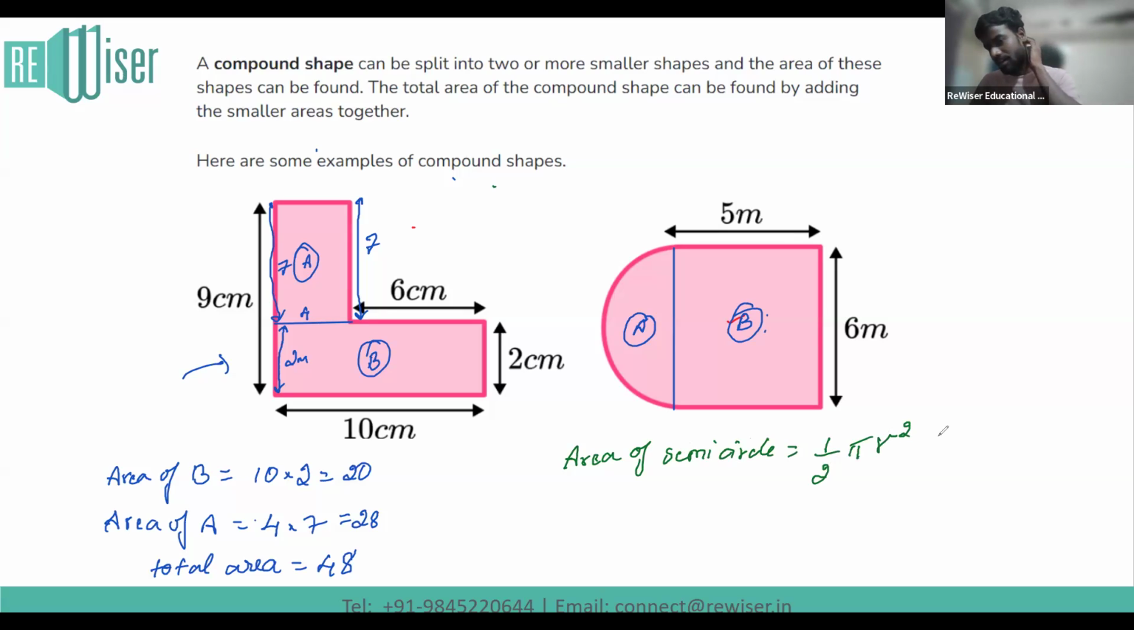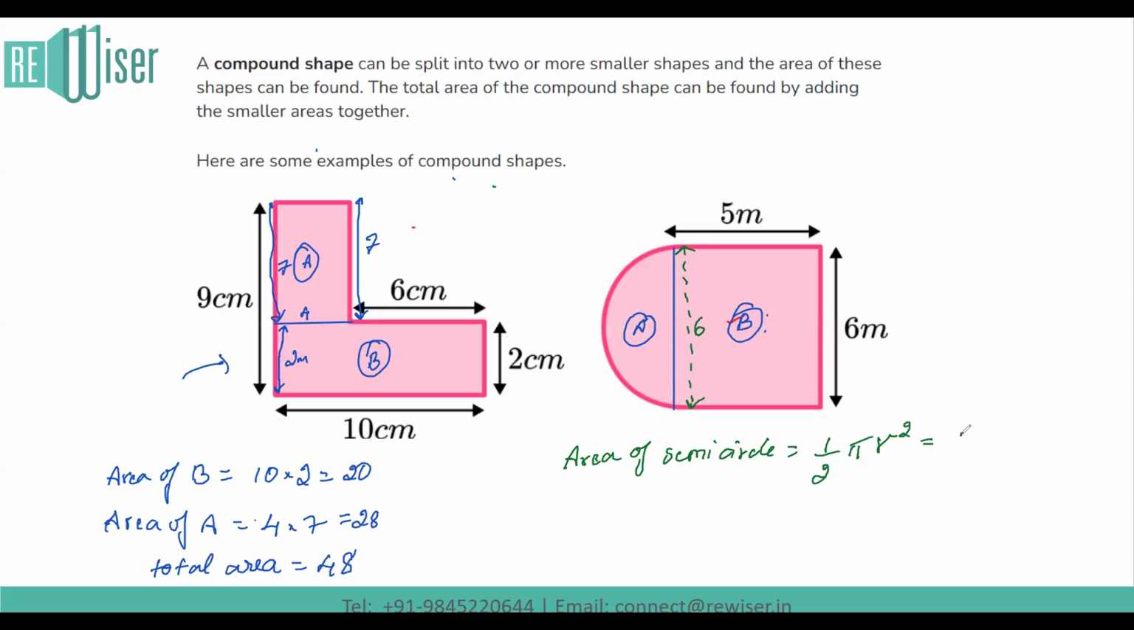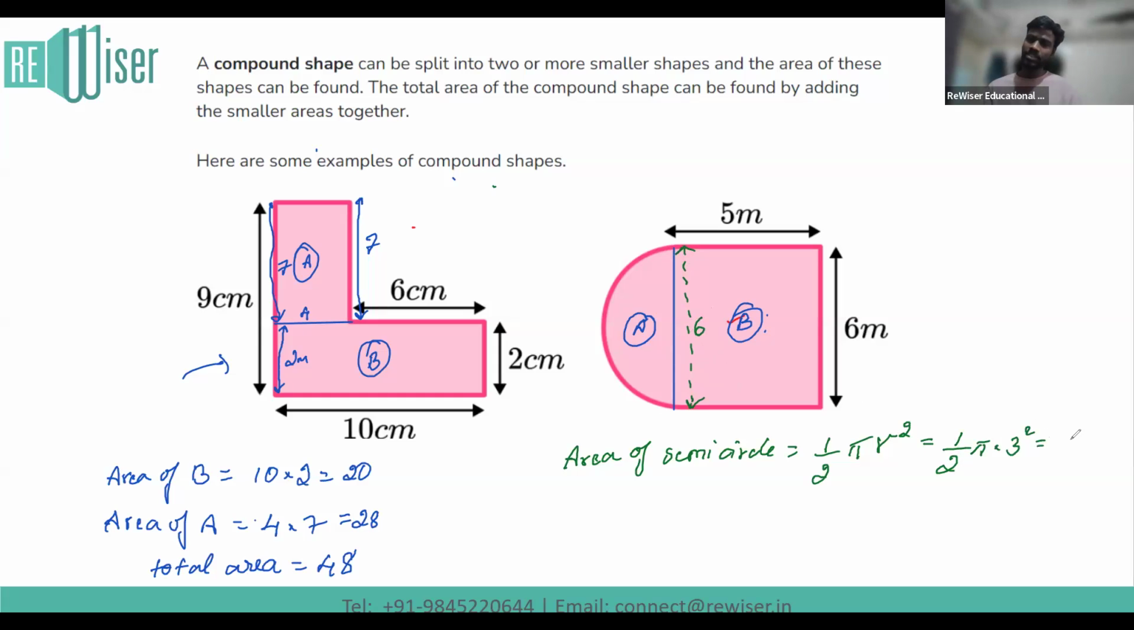So in that case, the area of a semicircle is going to be half into pi r squared. And here you can substitute it. Here the diameter is going to be 6, right? So what will be the radius if the diameter is 6? 3. Yeah, 3. So it's going to be half into pi into 3 squared, right? Which is basically 9 by 2, which is 4.5. So it's 4.5 times pi.